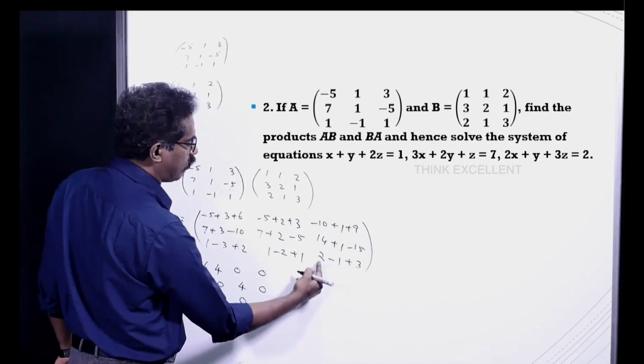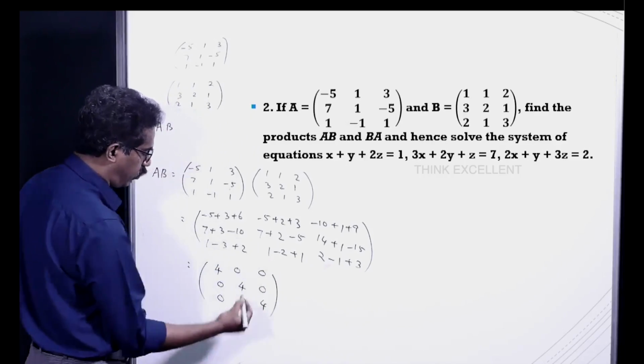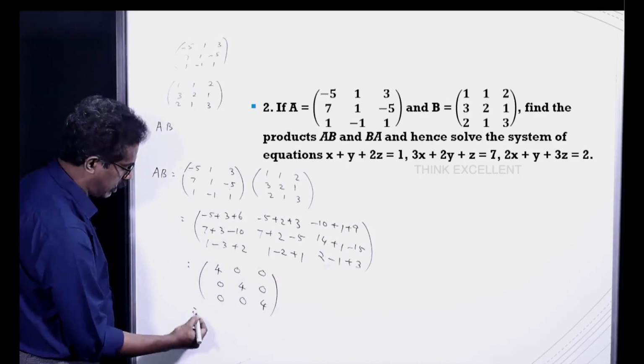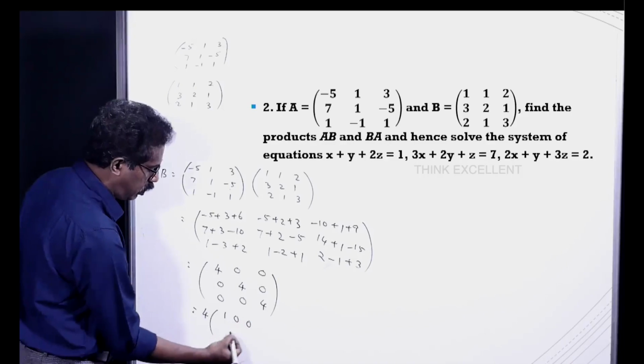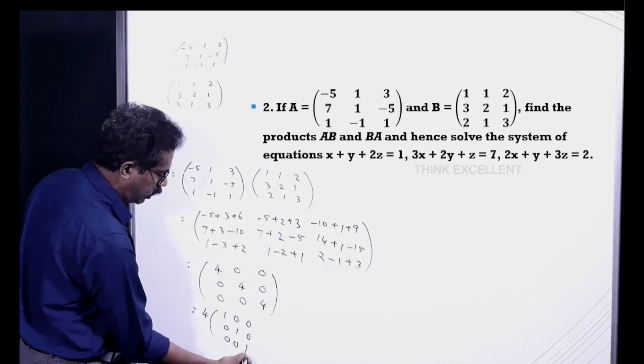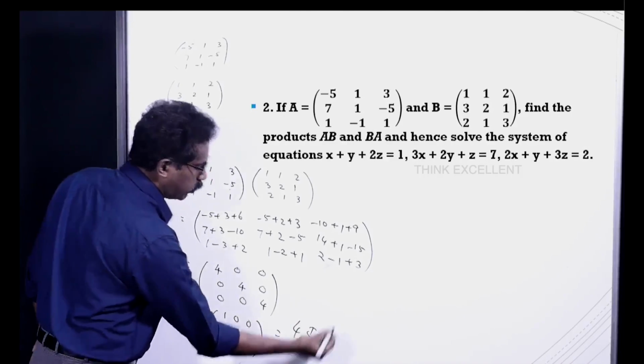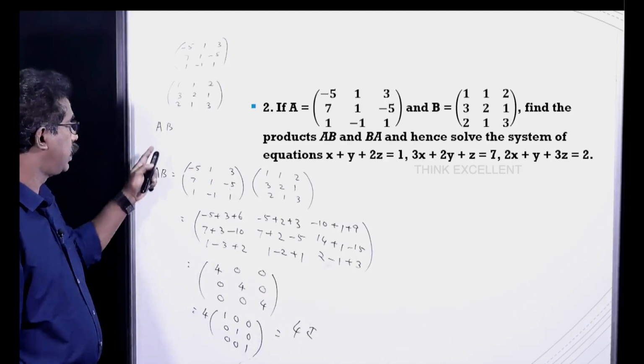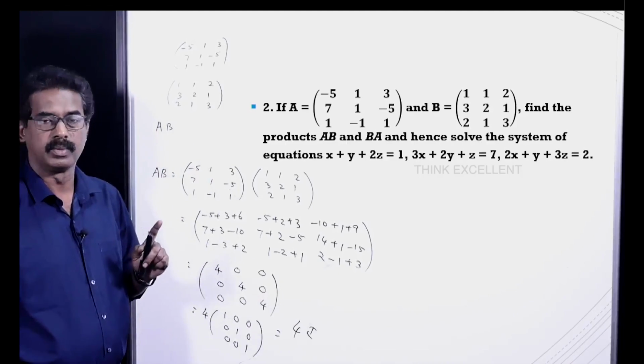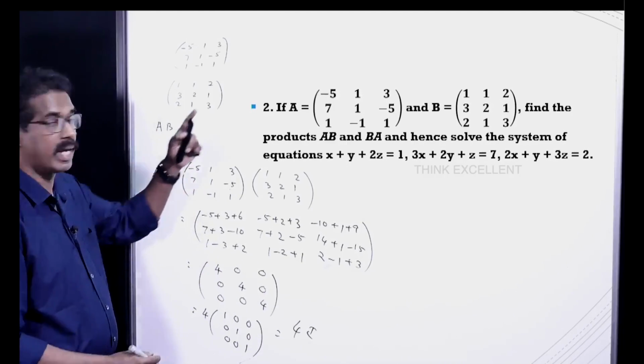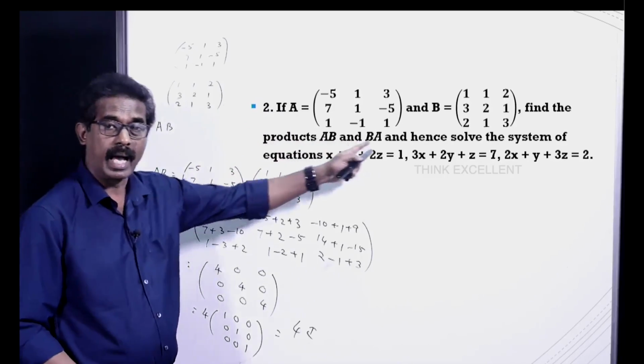3 plus 2, 5, 5 minus 1, 4. 4 can be taken out, right? If you take 4 outside, you get the matrix 1 0 0, 0 1 0, 0 0 1. You are getting 4I. AB they asked to find, and this is AB. Then one more thing they asked: find AB and BA.